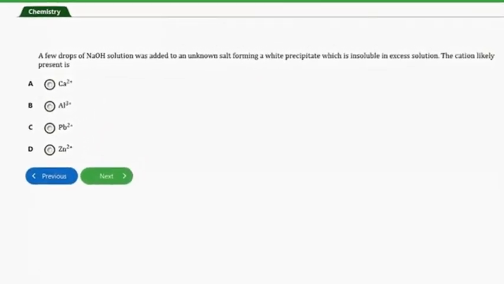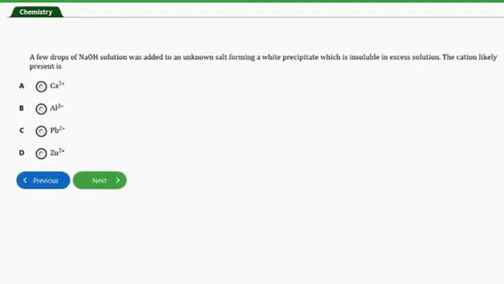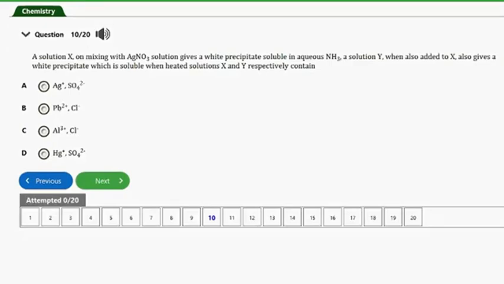Question number 9, it says, a few drops of sodium hydroxide solution was added to an unknown salt, forming a white precipitate, which is insoluble in excess solution. The cation likely present is A, calcium, B, aluminium, C, lead, D, zinc ions. So guys, the answer to this question is option A, and that's calcium ion. Calcium ion is actually insoluble in excess sodium hydroxide. So let's consider the next and the last question here, guys, and that's question number 10.